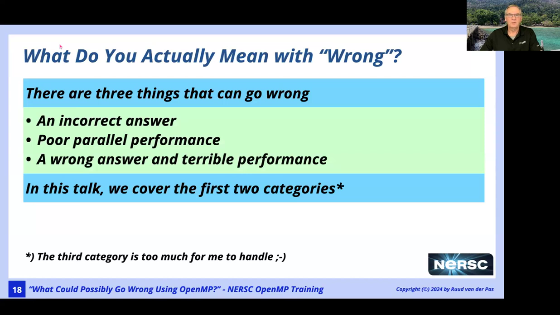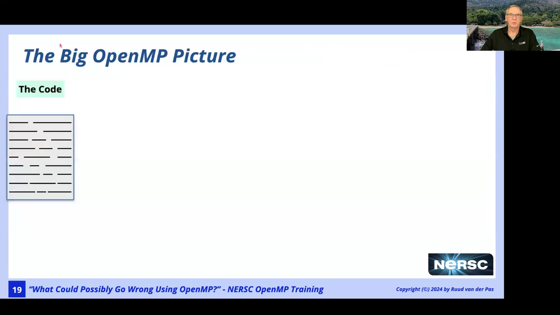There are sort of three categories. Wrong could mean that you get an incorrect answer. Well, that's like a game over. You've got to fix that. You could have poor parallel performance. Well, that's not nice. You could have the combination: a wrong answer and terrible performance. I do have one small example of that a little later, but I will focus on the two disjoint things. We'll talk about correct answer and good performance separately. But that's what I mean when I say wrong.